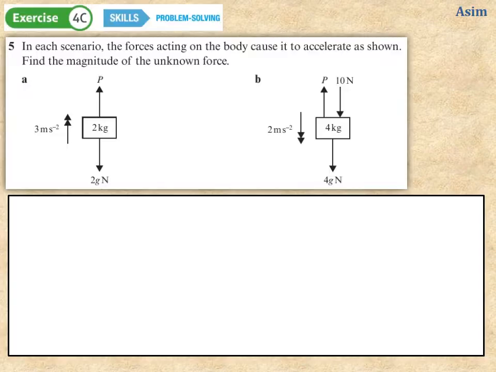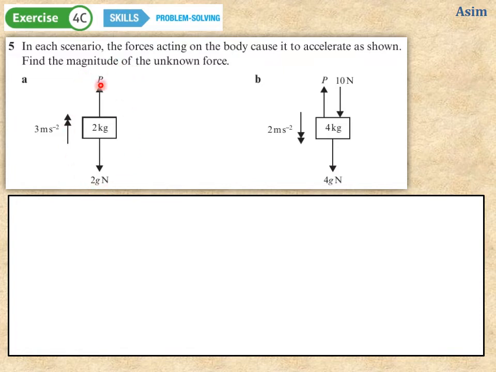I've already introduced dynamics in the class, not much. Let's continue. Okay, this is exercise 4C in your textbook. The question says in each scenario the forces acting on the body cause it to accelerate as shown.